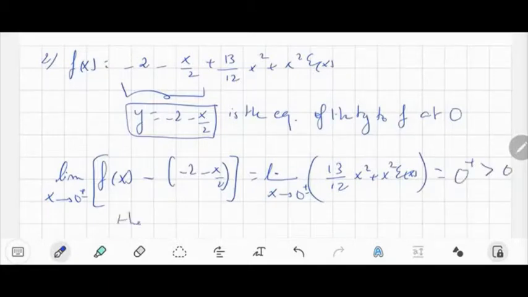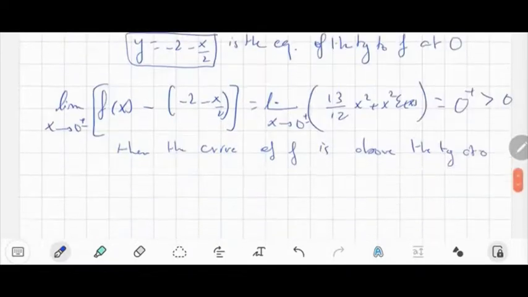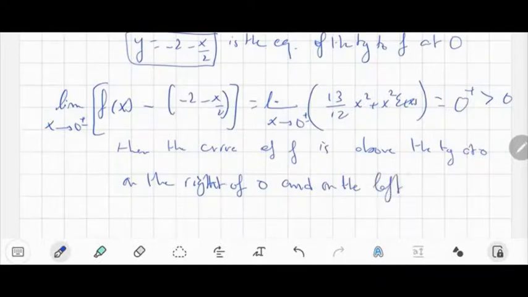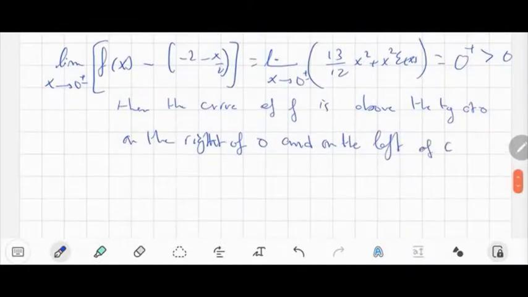Then the curve of f is above the tangent at 0, on the right of 0 and on the left of 0.